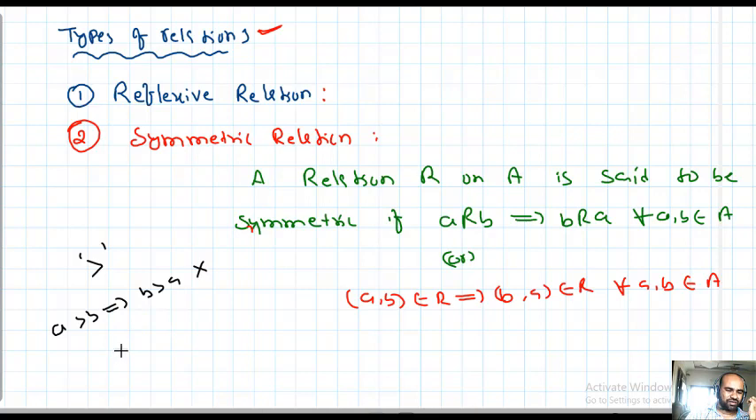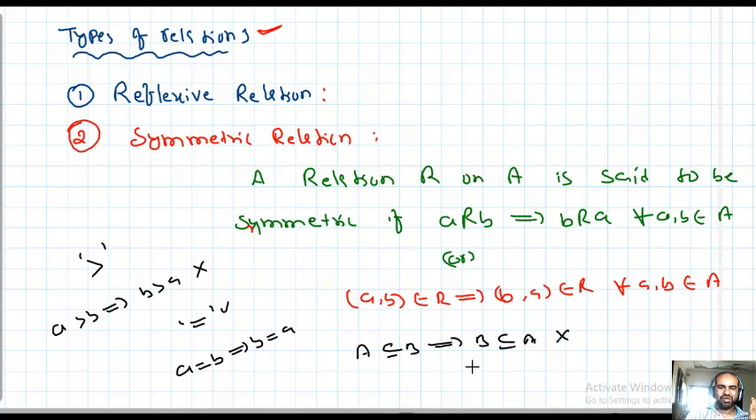Take equality, for example. How to check? A equal to B implies B equal to A. It should be true, and it is true. That's why equality is a symmetric relation. Already equality is a reflexive relation. Okay, take subset. A is a subset of B implies B is a subset of A. Is it true? No. If A is a subset of B, B need not be a subset of A. That means subset is not a symmetric relation.